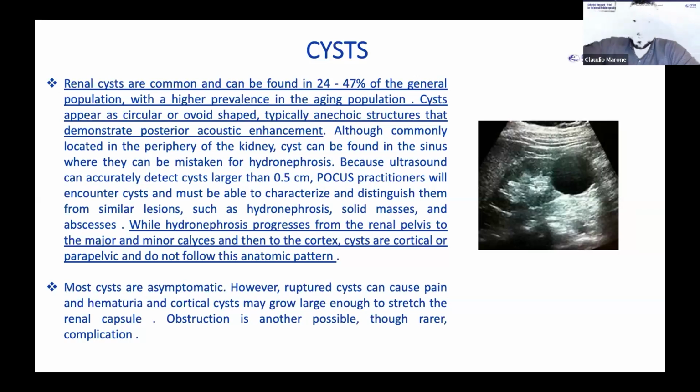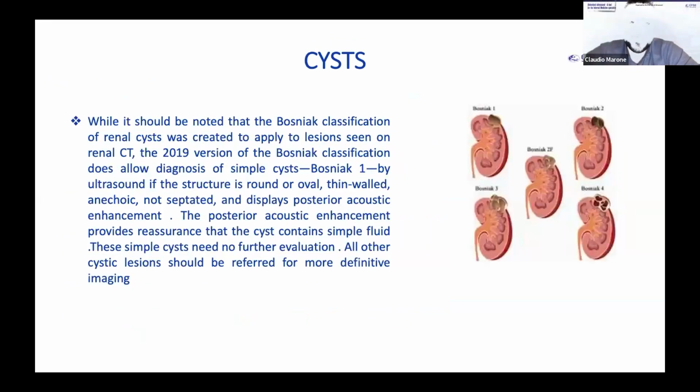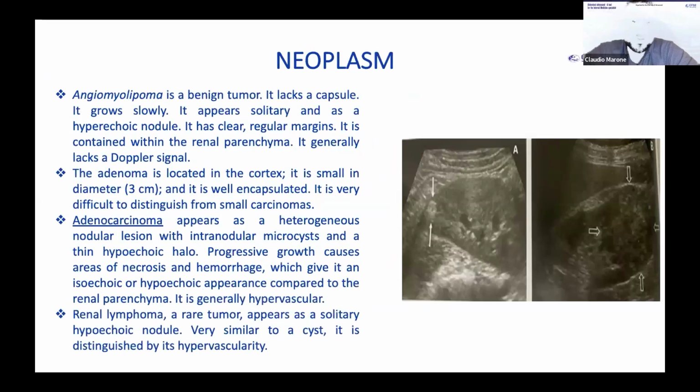We can also use the technique of turning your convex probe, and of course the cysts are not confluent, compared to hydronephrosis. This is the famous Bosniak classification.